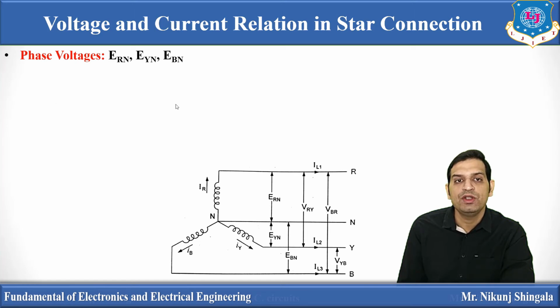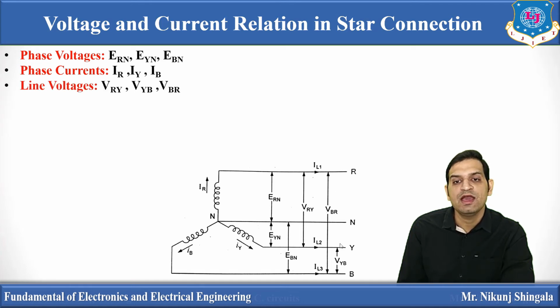Now let us define each and every quantity related to the star connection. As I told you, phase voltage ERN is measured between R and N, EYN is measured between Y and N, and EBN is the phase voltage measured between B and N terminals. Same as the phase currents flowing through each phase, that is IR, IY and IB. Line voltages are VRY, VYB and VBR. This is the general sequence, but line voltage can also be VYR, VBY and VRB. And line current, the current flowing through each line, is IL1, IL2 and IL3.